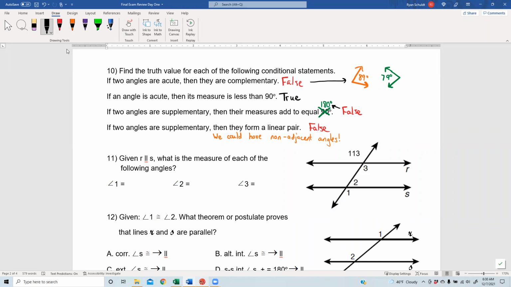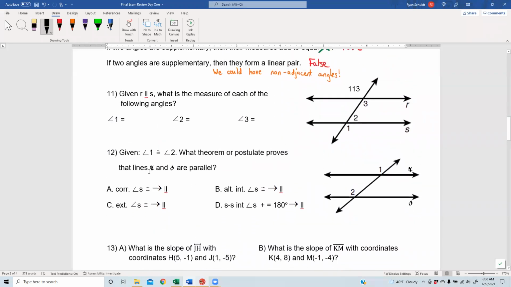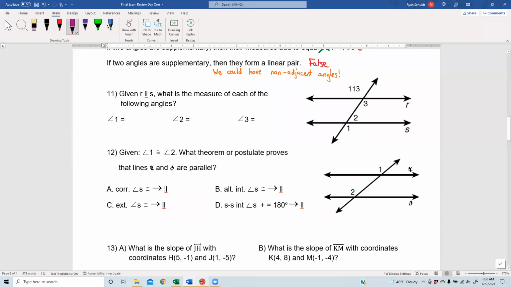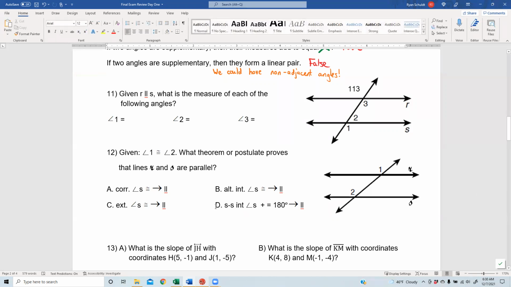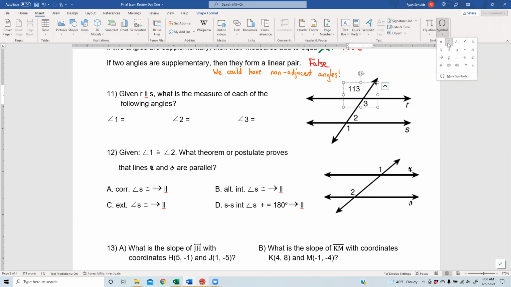Okay, 11. Given that R is parallel to S, what's the measure of each of the following angles? First one they ask us about is angle 1. Now, one thing you could do here is go on and mark the angles that are the same. All of your obtuse angles have to be the same. So they give us the 113. It should say 113 degrees. I don't know why it doesn't. Somebody fix it. Degrees.